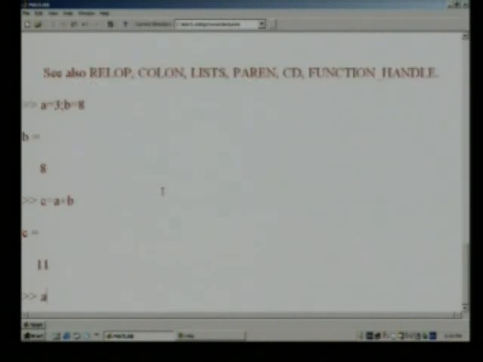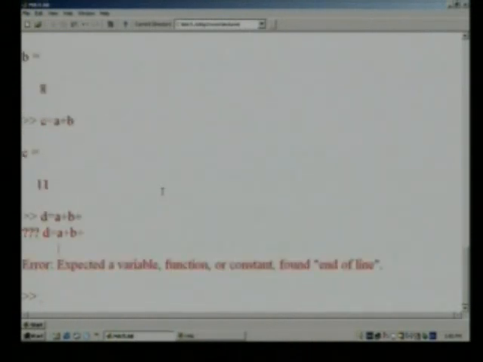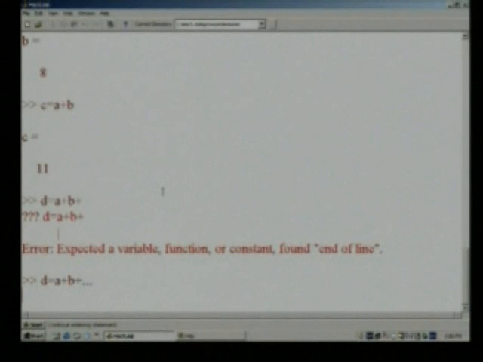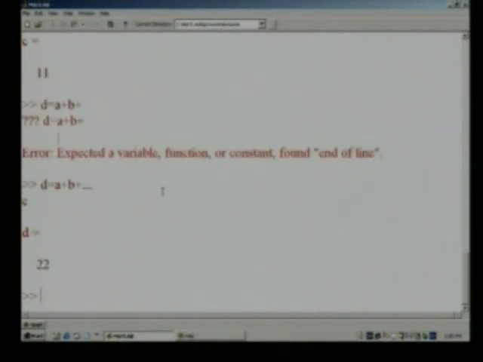But suppose I write C is equal to A plus B plus, then it is not a complete expression. So it will give you errors. So what I shall do is, I want to continue this statement in the next line. Then I can write C in the next line, and I will get the result. Therefore, 3 dots implies a continuation. Clear?